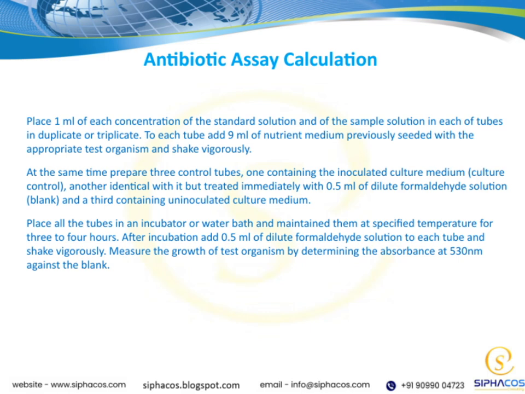Once everything is prepared, place all the tubes into an incubator or water bath, maintaining the temperature specified for about 3 to 4 hours. After incubation, add 0.5 milliliters of dilute formaldehyde solution to each tube and shake vigorously again to stop any further growth. Finally, measure the growth of the test organism by determining the absorbance at 530 nanometers, comparing it against the blank to get accurate readings. This process helps us assess the effectiveness of the antibiotic, and the absorbance readings are critical for the subsequent calculation of the antibiotic activity.